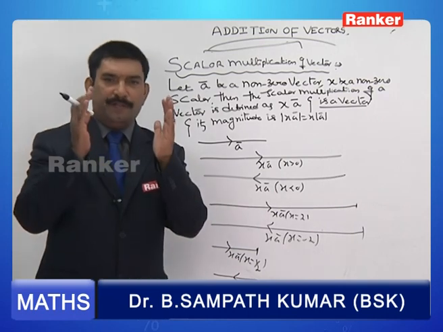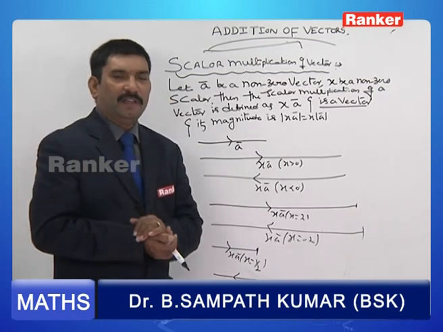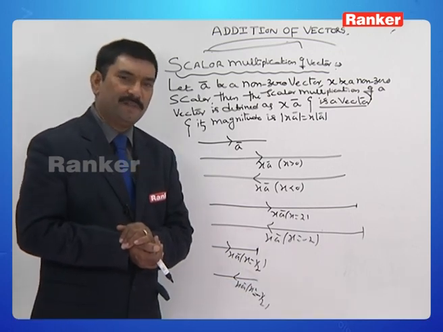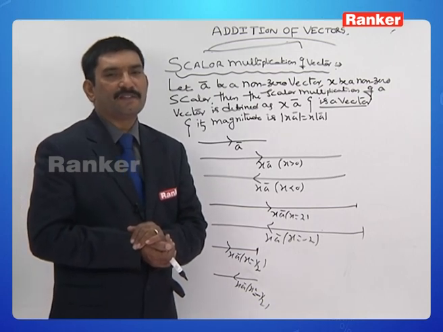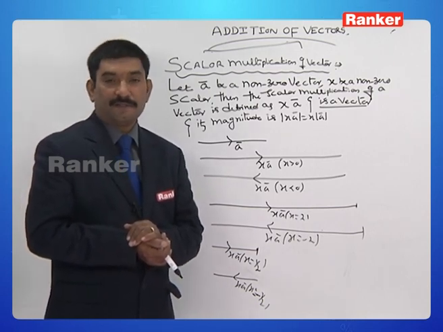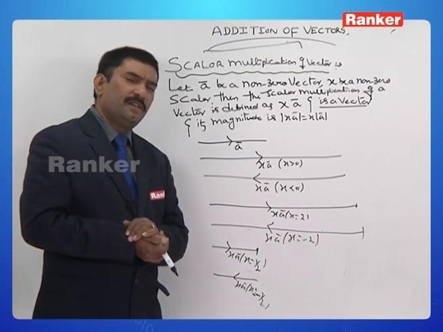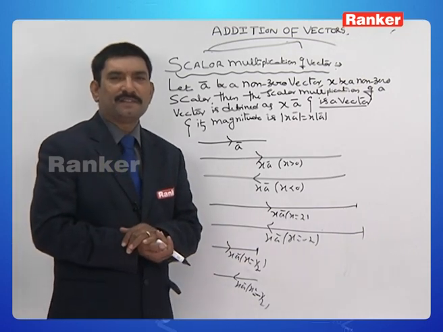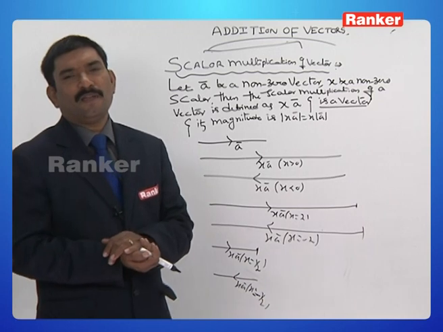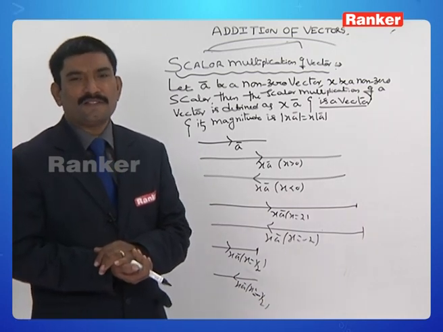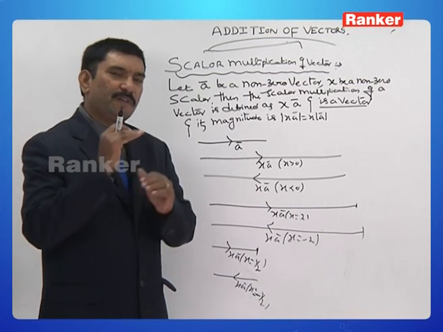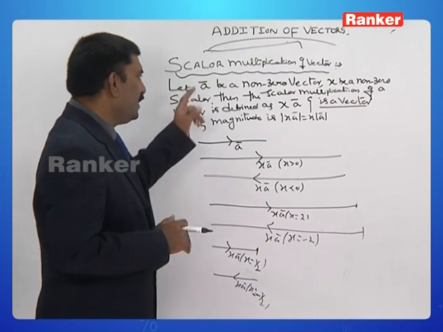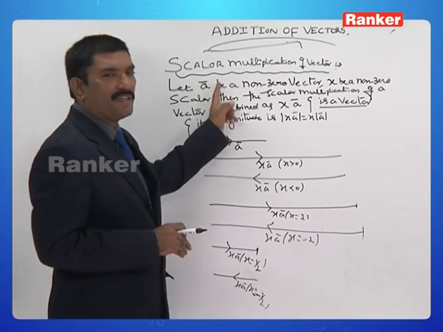From this figure, logically, I am going to establish important definitions in vector algebra. That is parallel vectors and collinear vectors. Parallel vectors: the vectors which are parallel to each other are parallel vectors. The vectors which are lying on the same line are collinear vectors. Yes, before going to collinearity and parallel vectors, again, the scalar multiplication of a vector is once again a vector.